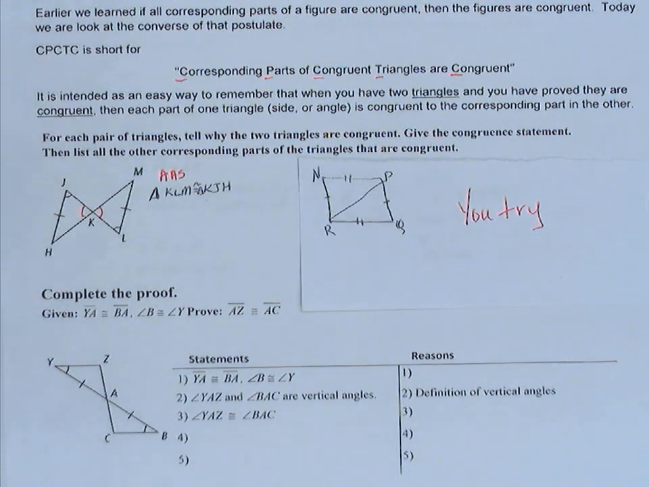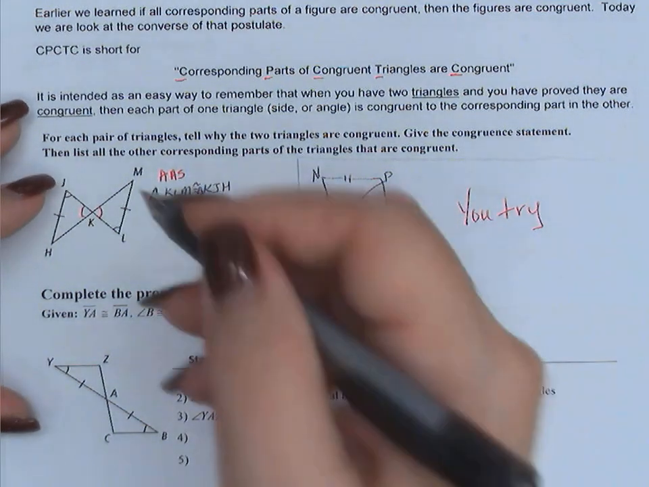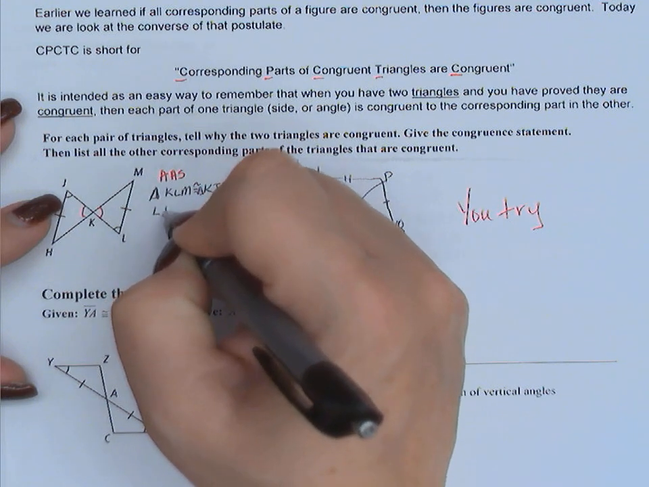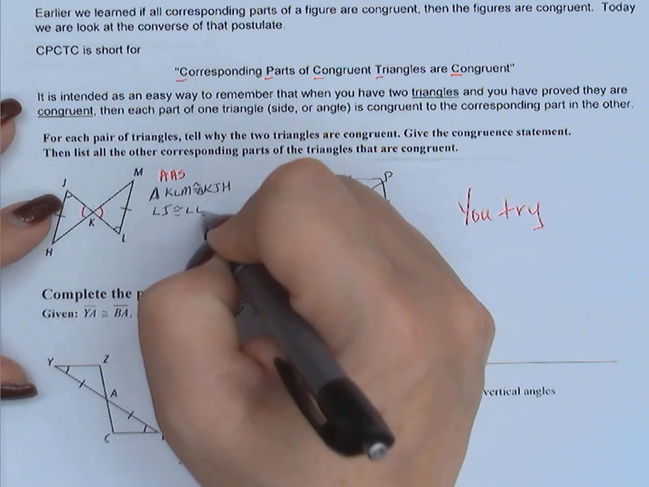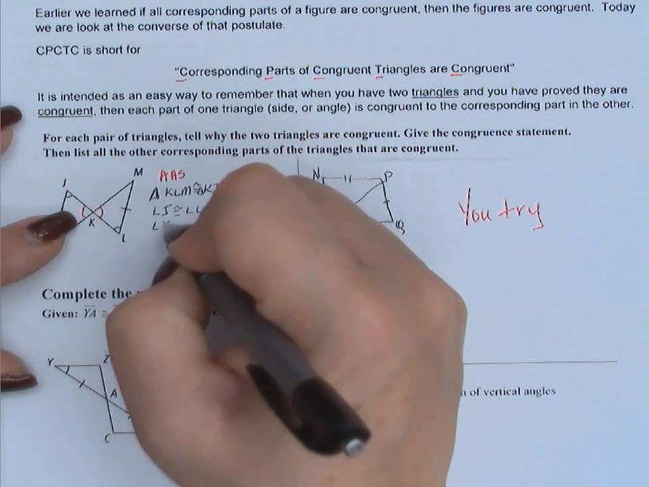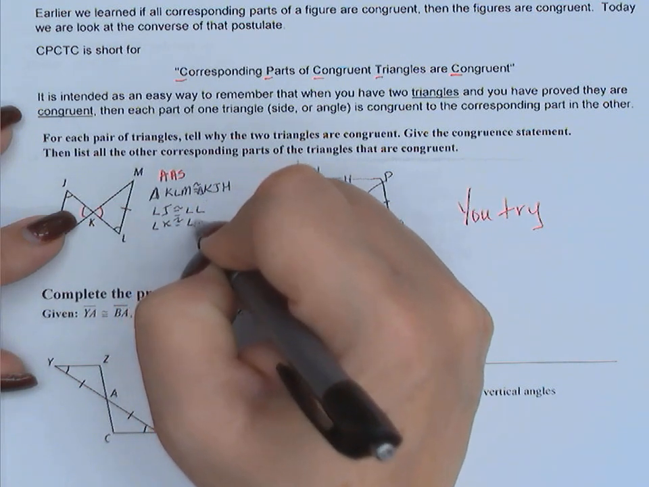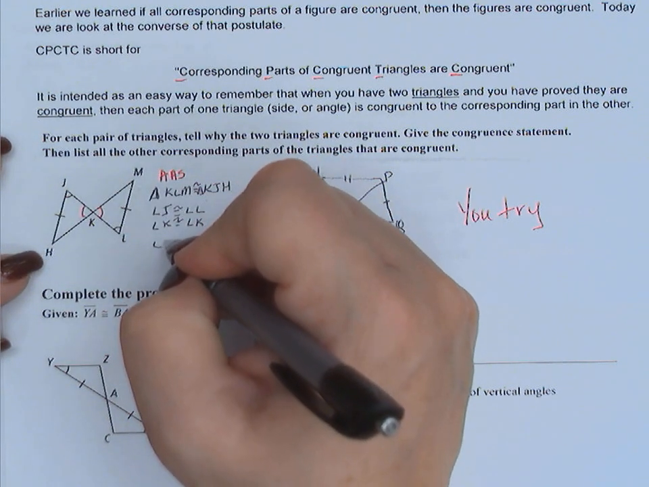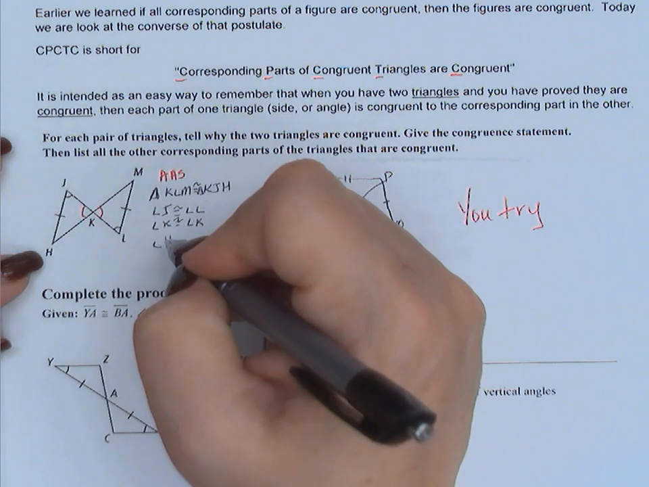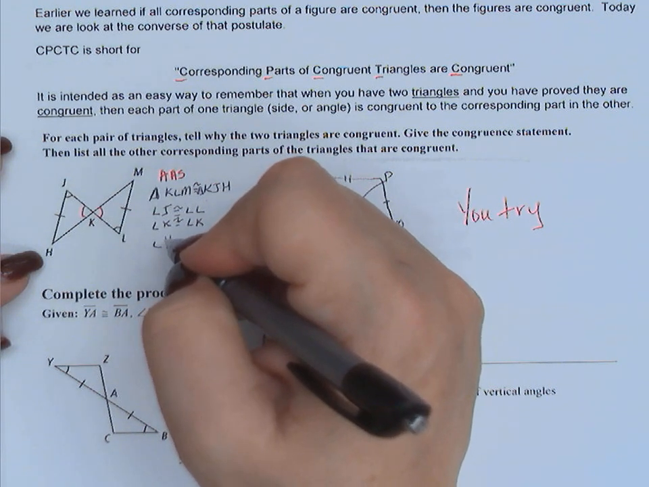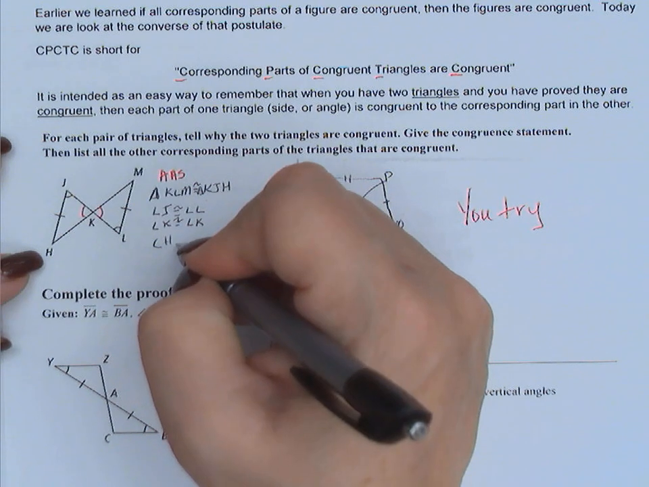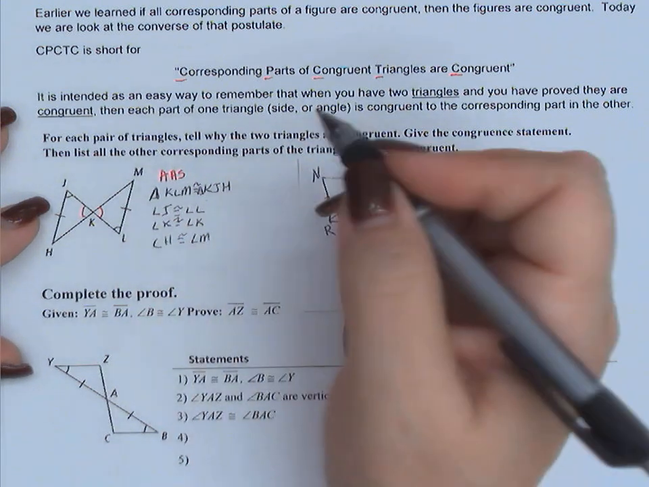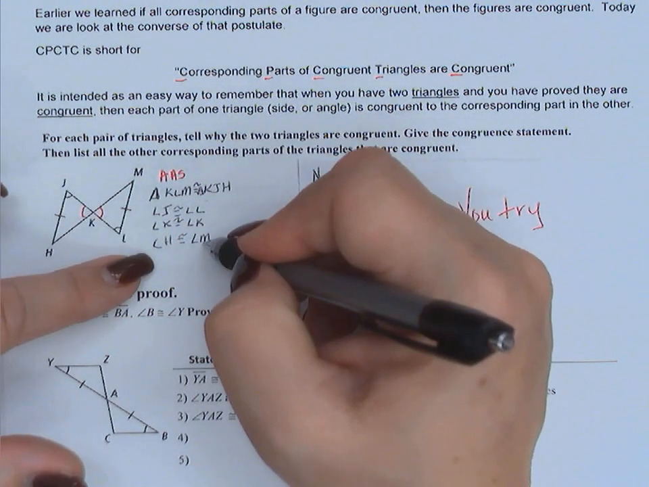Then after you do that, you're supposed to list all of the corresponding parts, so all the pieces that match up. So we already know that angle J and L are congruent. And we know angle K is congruent to itself. Why? Because of the reflexive property. And we know that the other angles are congruent because of our theorem that says if two angles in one triangle are congruent to two angles in another triangle, then the third angle is also congruent. So again, we need to make sure we're memorizing that information. So those are all my angles.